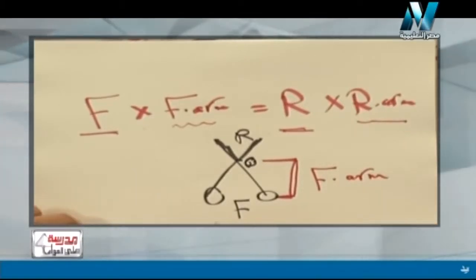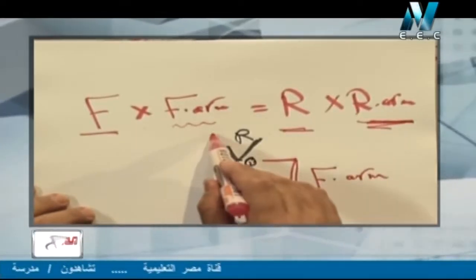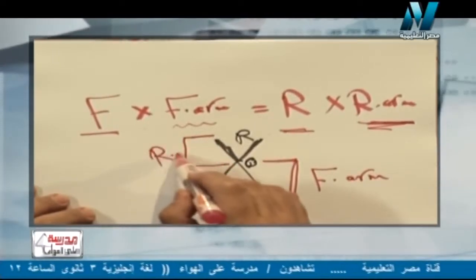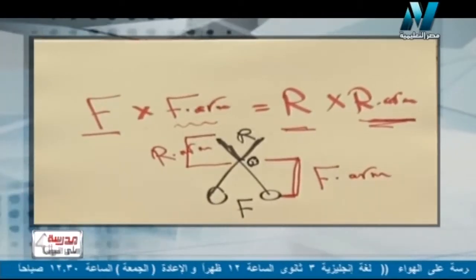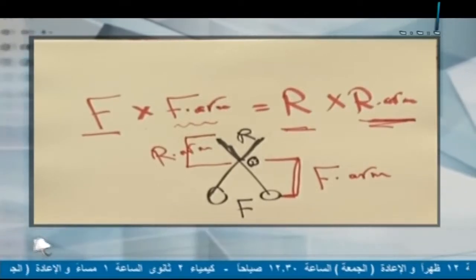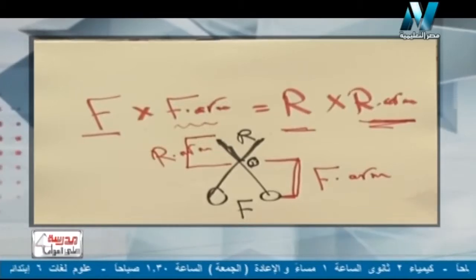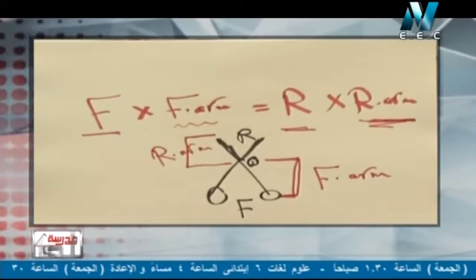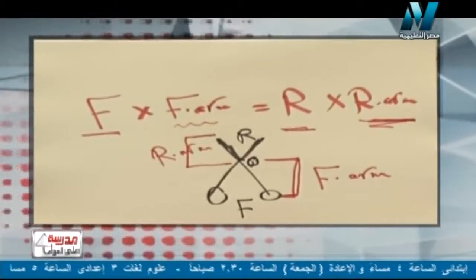So what about the resistance arm? It is the distance between resistance force and the fulcrum. So we have two new definitions today, effort force arm and resistance arm. Effort force arm is the distance between effort force and fulcrum. Resistance arm is the distance between resistance force and fulcrum. Both of them end with the fulcrum.